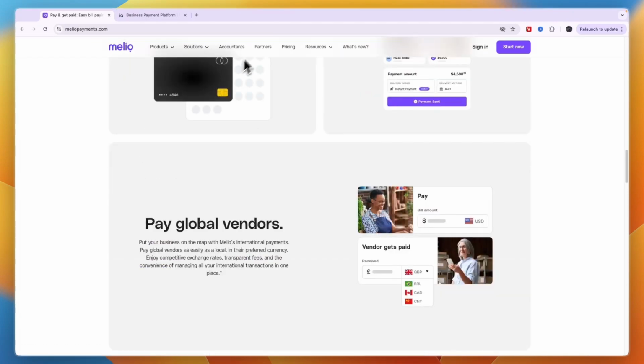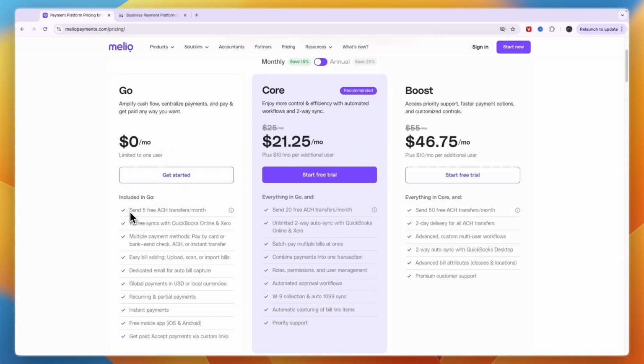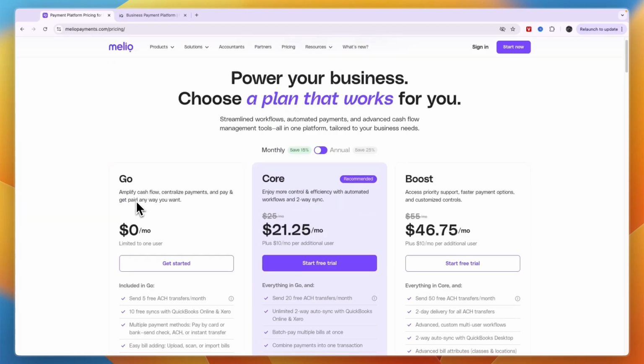Now in terms of the pricing for both of these apps, you can see on Melio they have a free plan available where you can send 5 free ACH transfers per month. You get 10 free syncs with QuickBooks Online and Xero. You have multiple payment methods, easy bill adding, and many more features. So their free plan is already pretty good. Now you should note it is limited to one user. But if you're just an individual business owner, then this plan could be very good for you.